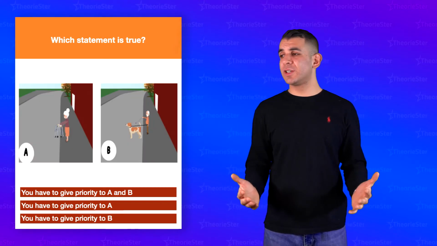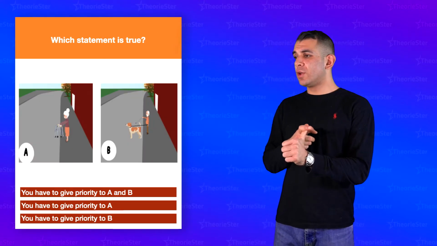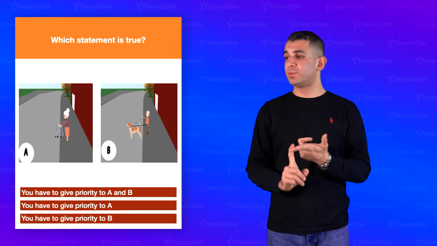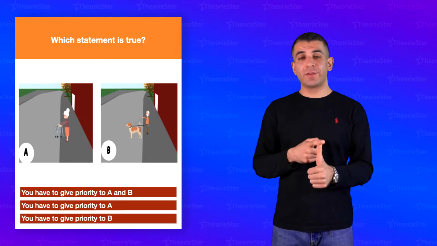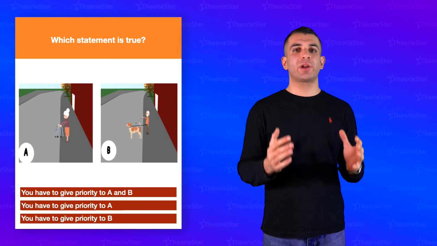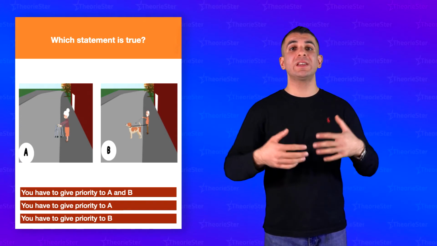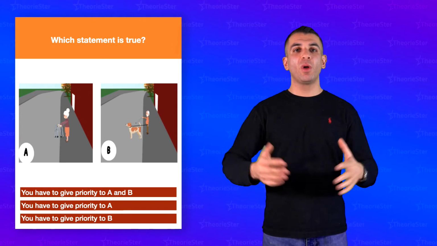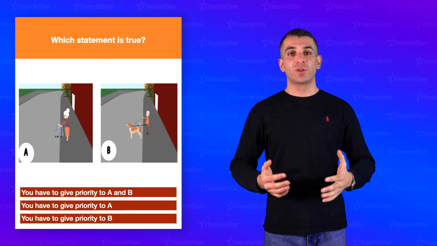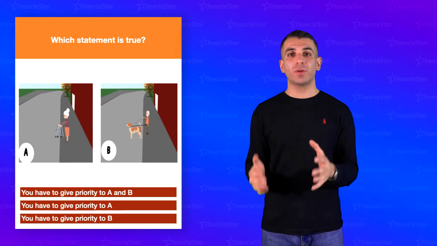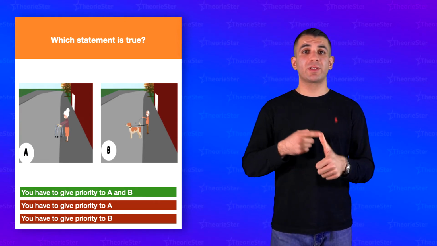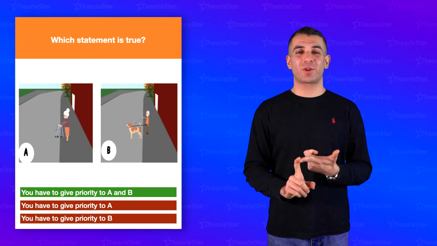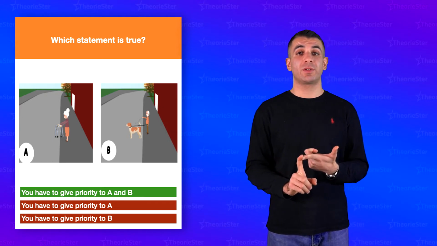Which statement is true here? A. You have to give priority to A and B. B. Only to A, or C only to B. Here on the left you see an old lady that cannot really walk well, and they always have priority. And on the right you see someone who is blind, and blind people also always get priority. So here in this case you have to give both of them priority. So people that cannot really walk well always get priority, and blind people always get priority. So yes, you have to give both of them priority.